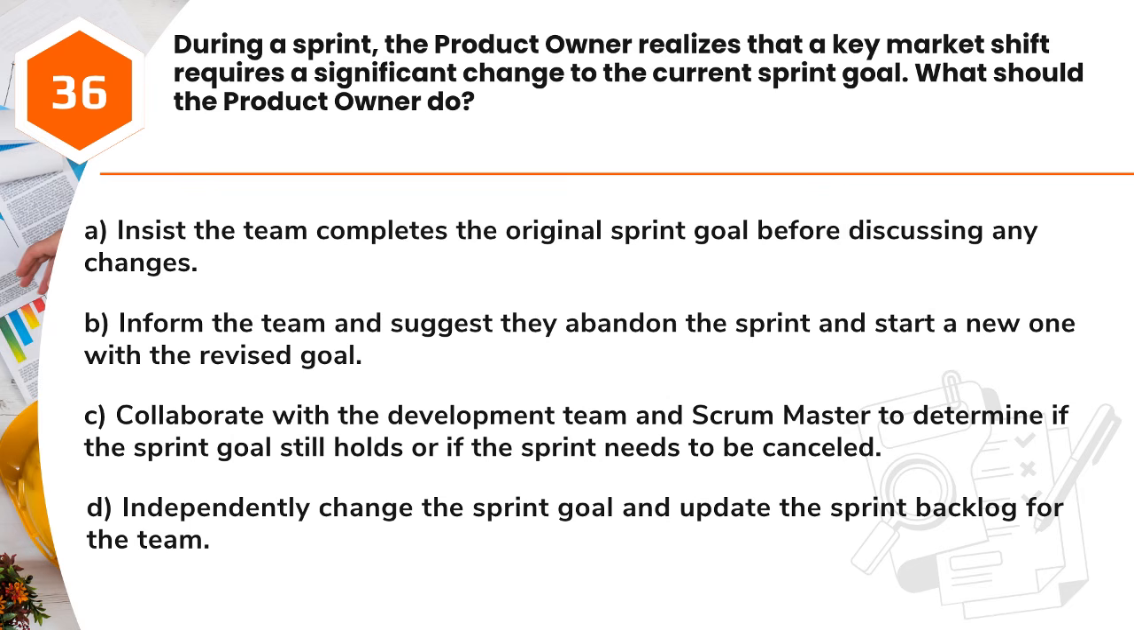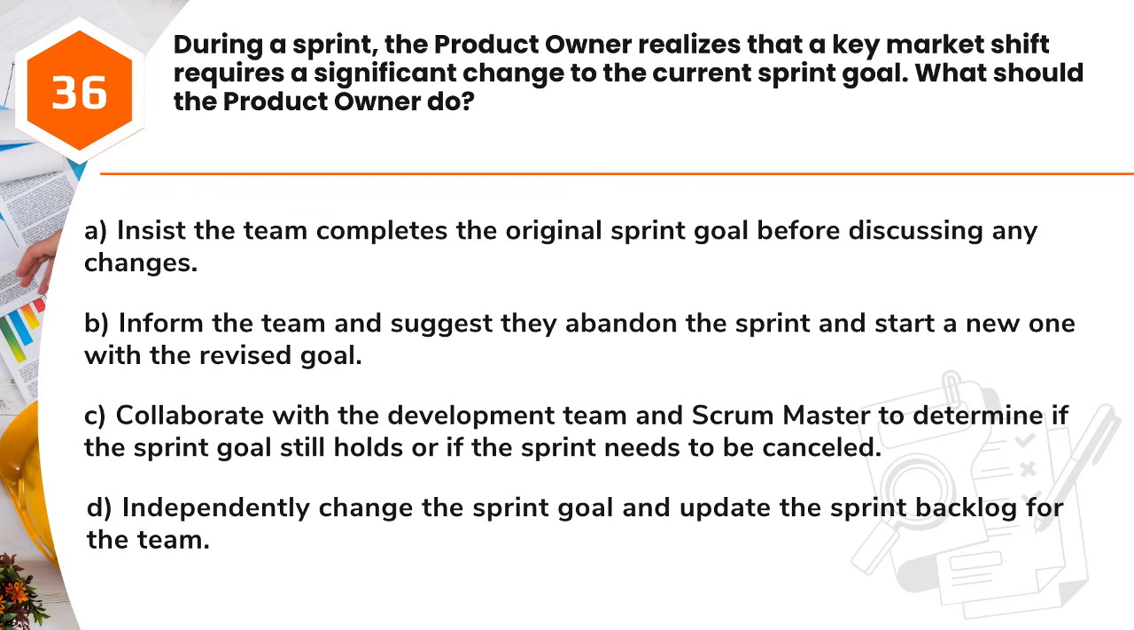Question 36. During a sprint, the product owner realizes that a key market shift requires a significant change to the current sprint goal. What should the product owner do? A. Insist the team completes the original sprint goal before discussing any changes. B. Inform the team and suggest they abandon the sprint and start a new one with the revised goal. C. Collaborate with the development team and Scrum Master to determine if the sprint goal still holds or if the sprint needs to be cancelled. D. Independently change the sprint goal and update the sprint backlog for the team.